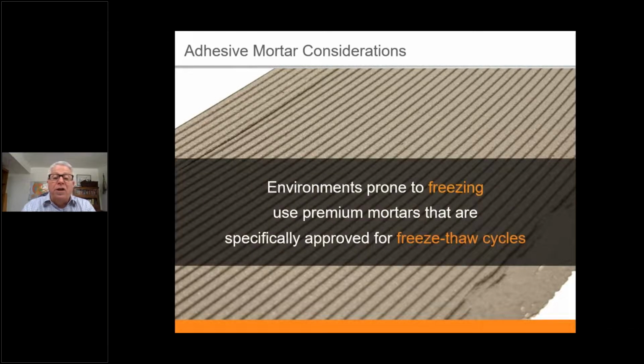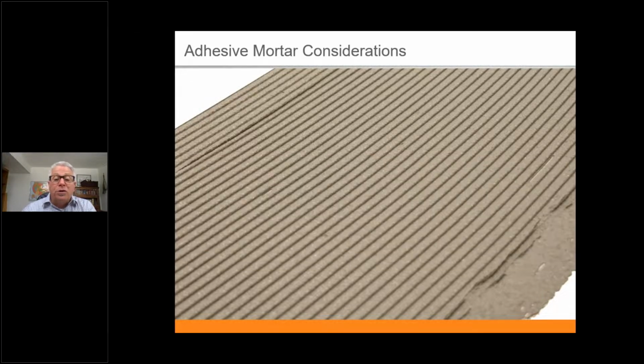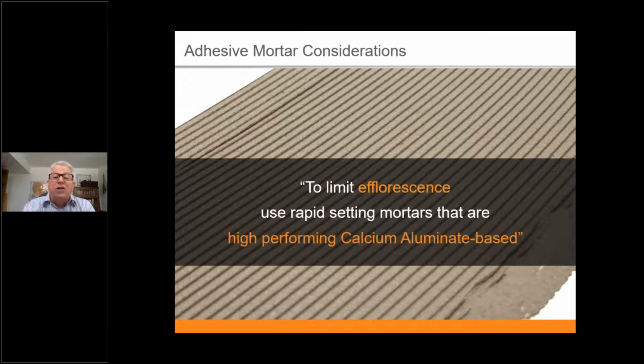Found it very interesting that one major bond coat manufacturer out there actually says in their white paper about exteriors that if you have an environment that's prone to freezing, you should be using a mortar that is specifically approved for freeze-thaw cycles. That's pretty common. You can also see other types of quotations. I put this in quotation because this was from one specific manufacturer that is actually leading people into one of their thin sets that they say is a high-performing calcium aluminate base.